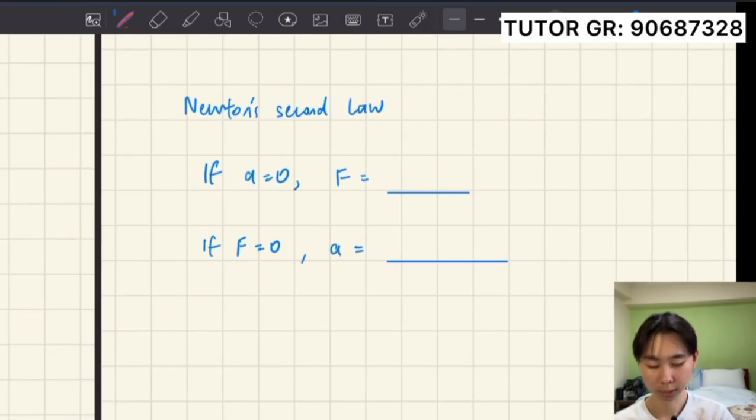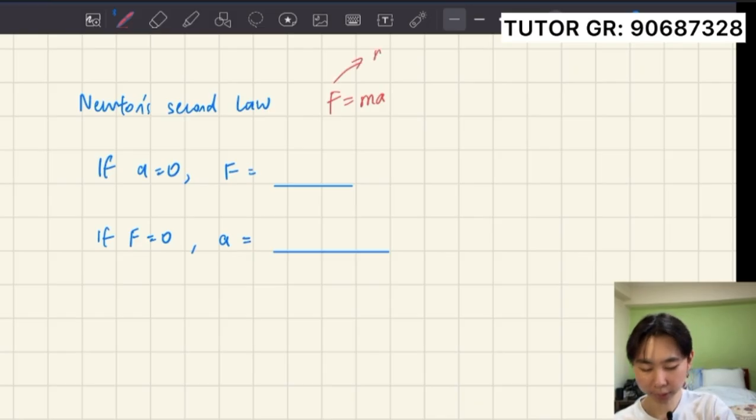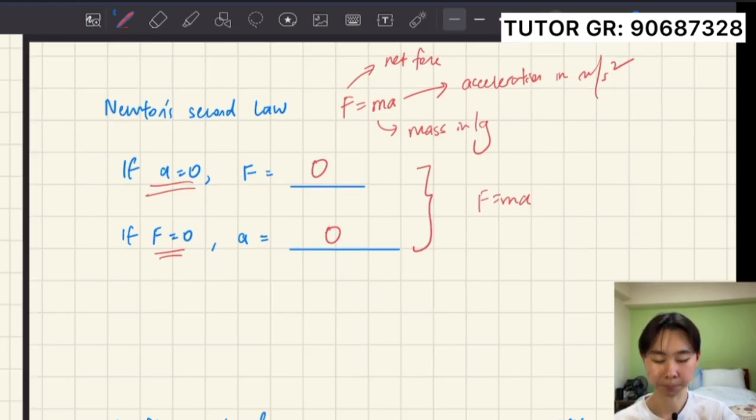That's it. The second law is very straightforward. Your Newton's second law is simply a formula: F equals ma. F is your net force. It cannot be any random force, it is only your net force or your resultant force. m is your mass, in kg, and a is acceleration, in meters per second squared. So if a is 0, F will be 0. If F is 0, a is 0. This one is just using the formula F equals ma.